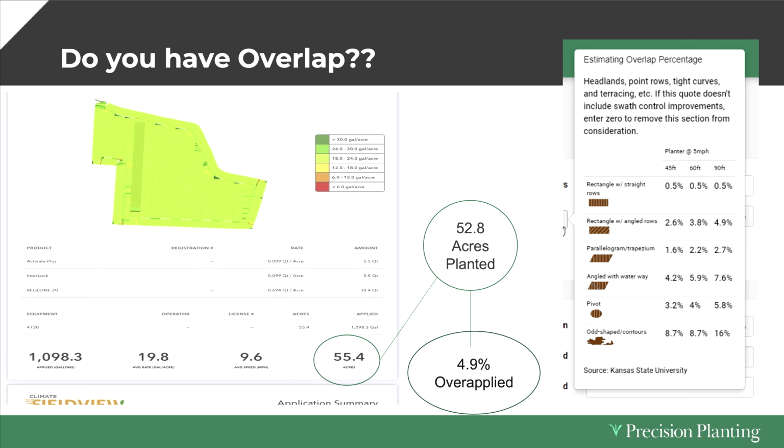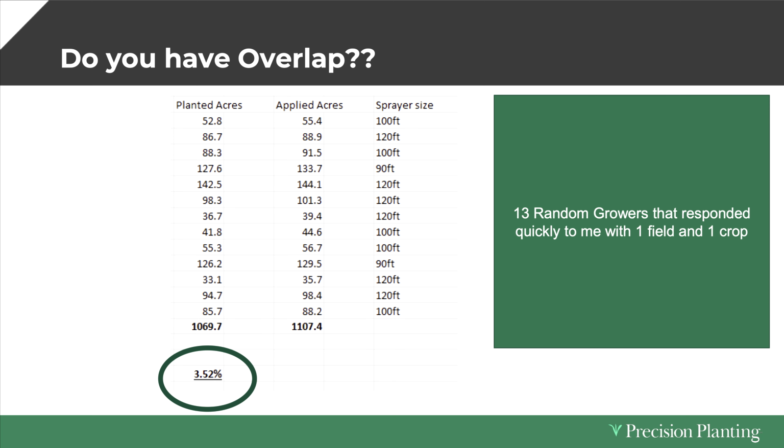So I already gave you the answer, 4.9% overlap. So you have here, he's got 52.8 acres planted, 55.4 sprayed. 4.9%. So the Canadian had 13 people reply to him. You got your sprayer sizes here on the right. So their average was 3.52% overlap.